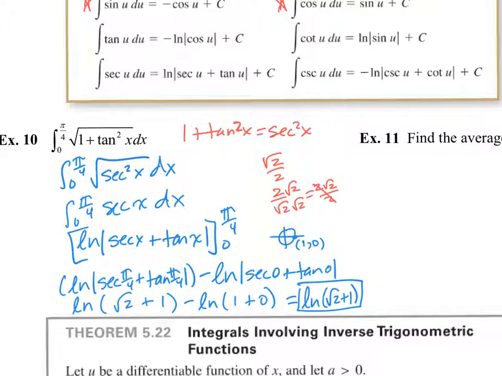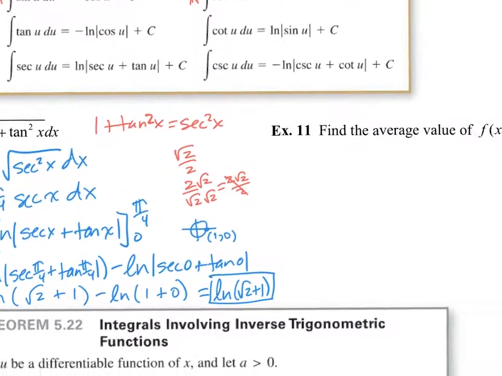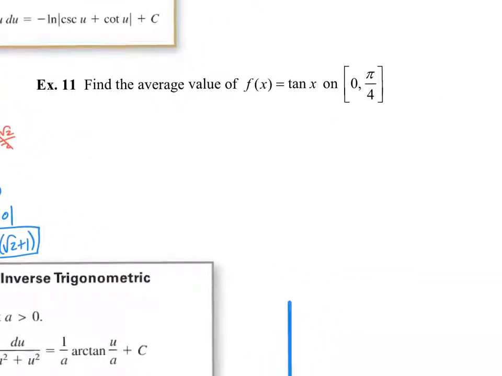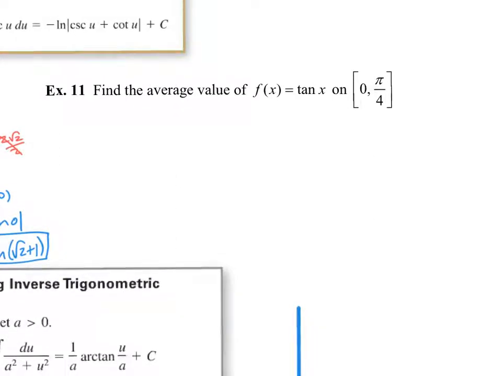All right, so let's now take a look at example 11. Example 11 says, find the average value of f of x equals tangent x over the closed interval from 0 to pi fourths. So remember, to find average value, we're going to take a portion of the integral of tangent x from 0 to pi fourths, and that portion will be 1 over pi fourths minus 0. So in other words, we're going to take 1 divided by pi fourths minus 0 times the integral from 0 to pi fourths of tangent x dx.